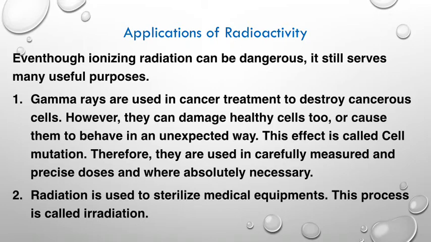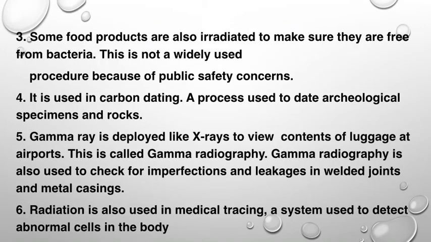It has to be precise, and the doses have to be accurate, well measured. Radiation is also used to sterilize medical equipment in a process called irradiation. Food products are also preserved from bacteria by irradiating them, even though this is not a widely used procedure because of public safety concerns. We also have radiation used in carbon dating.